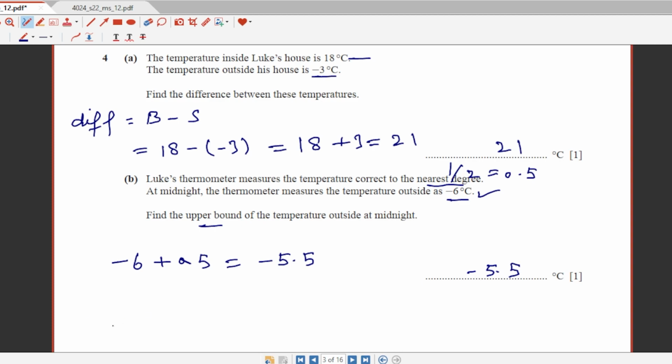If we want to calculate the lower bound, then this 0.5 must be subtracted from this number. The lower bound of the question should be minus 6 minus 0.5, that is minus 6.5. But in this question, the requirement is for the upper bound, that is minus 5.5.